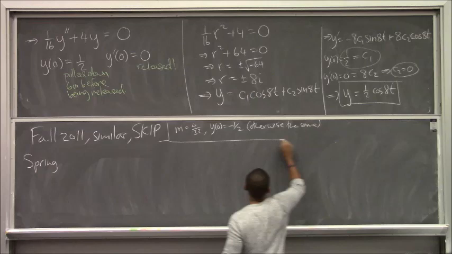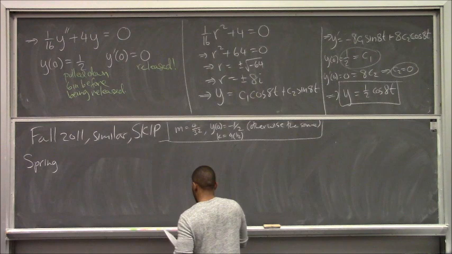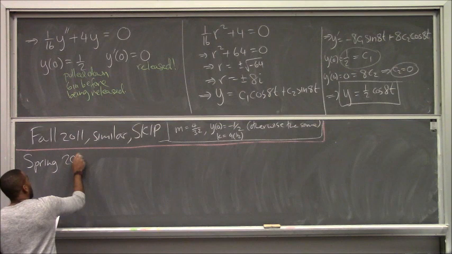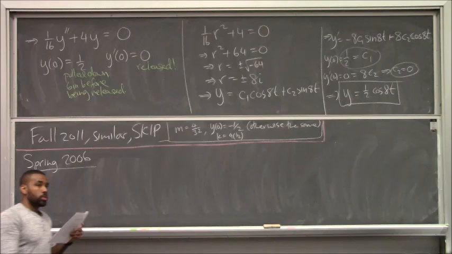K is going to be 4 times... It's similar enough to the first one that I wanted you to do it. Spring 06. Is it a convention that downwards is x positive? Yes, for these problems, specifically.